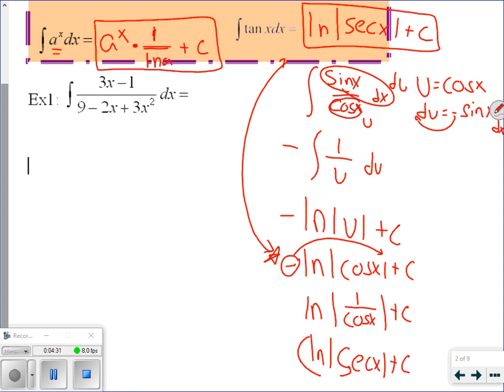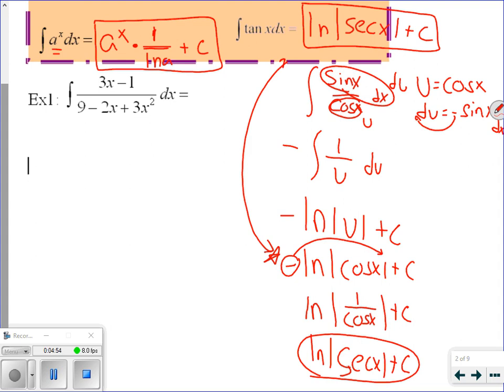Okay, so just FYI, that's where the integral of tan comes from. It's the ln absolute value of secant of x plus c. We don't use those as much, but it's helpful to have it noted and written down. Okay. All right, let's look at an example. Example 1 here.